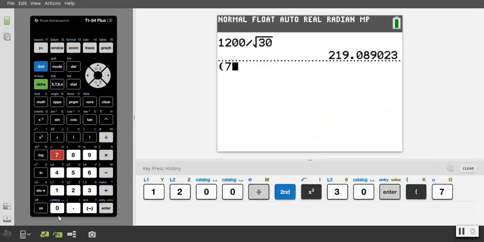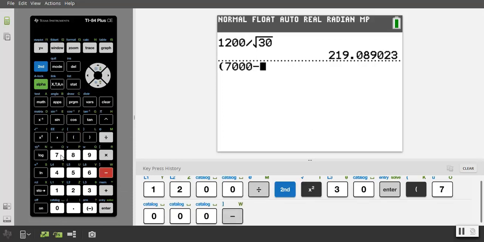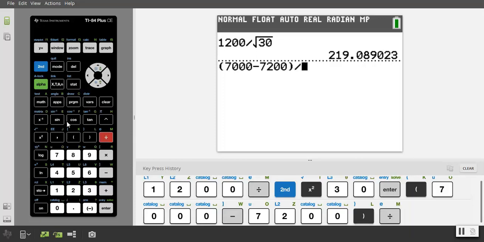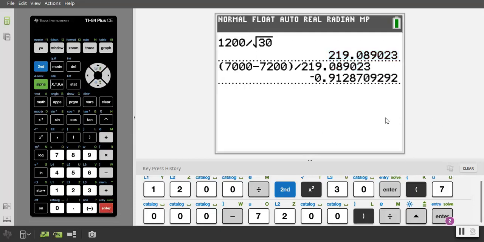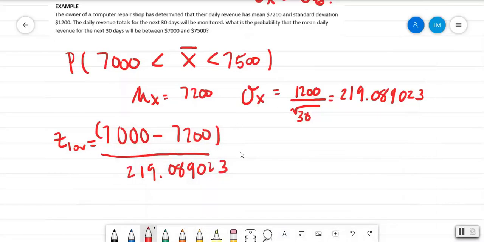So we have 7,000 minus 7,200 divided by, since I have my standard deviation already listed, I can just grab that, and we get negative 0.9128. Let's do 4 decimal places, so we'll do 0.9129. So that's approximately negative 0.9129, and that's for the lower.